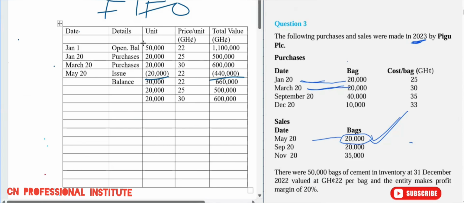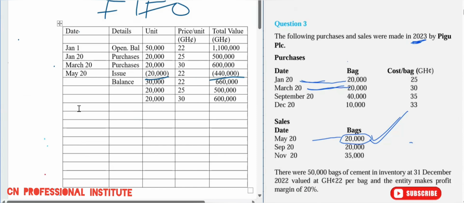We said we had an opening balance of 50,000. Then we added 20,000. We also added 20,000. And in May, we sold 20,000. So according to FIFO, we have to sell the 20,000 from this 50,000, leaving 30,000 at 22. This 20,000 at 25 and 20,000 at 30, we've not sold any from it yet. So that's why we have the same thing, 20,000 at 25 and then 20,000 at 30. So this will be the balance.